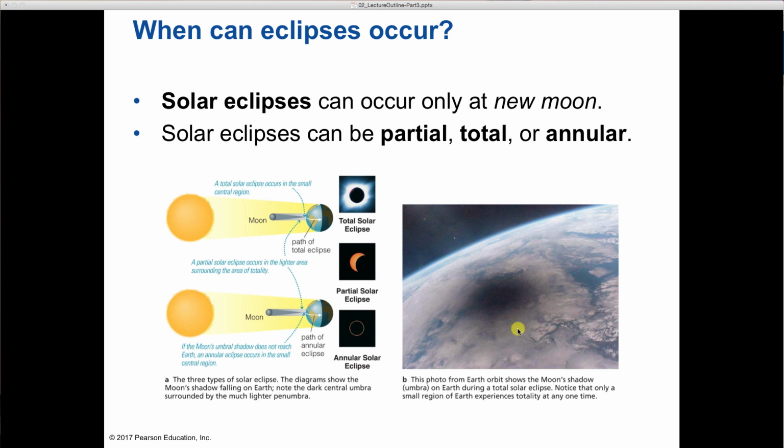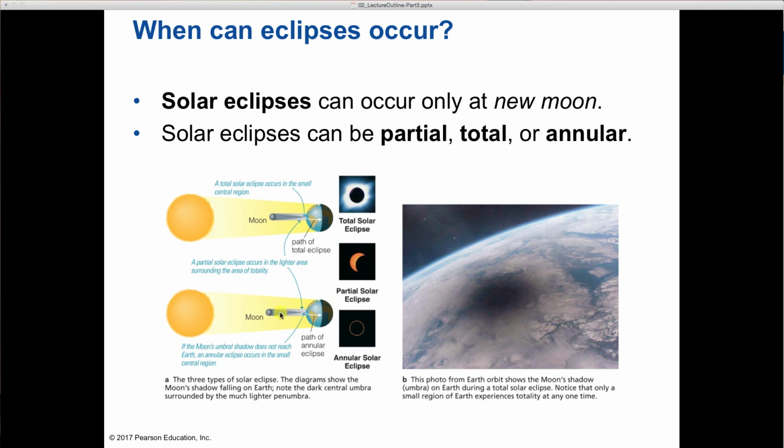So you have to be in a very specific place on the Earth to see a solar eclipse. If you were up here somewhere, you wouldn't see it. If you were down here somewhere, you wouldn't see it. You might see a partial eclipse. You might see something like this, where the moon is partly blocking the sun. But you wouldn't see this, which is pretty incredible, where the moon is completely blocking the sun.